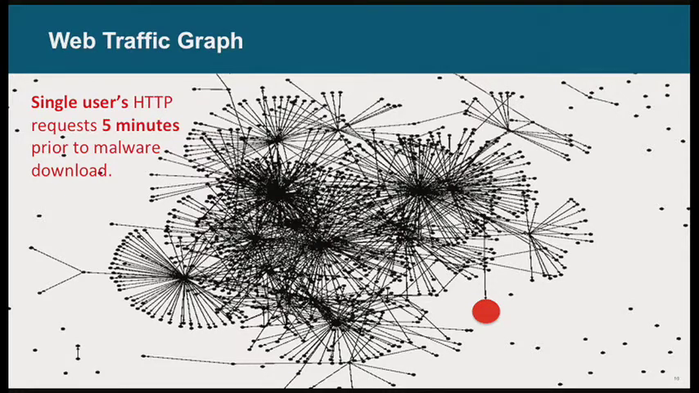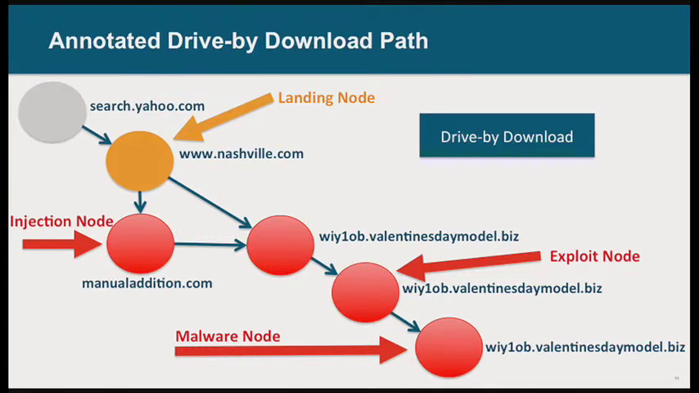This is actually a web traffic graph of a single user's machine in the 5 minutes prior to a download. Each dot on this slide represents an individual HTTP transaction, with the red dot representing the malicious download. What we want a system to do for us is to go from this level of complexity to an annotated download path.